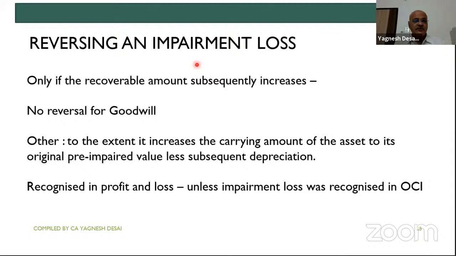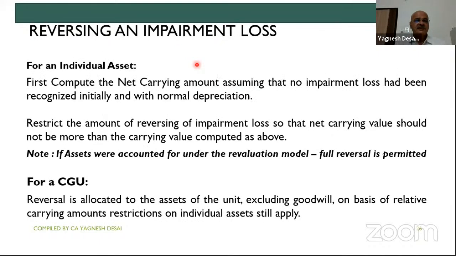I'll come back to you. For reversing for an individual asset, first compute the net carrying amount assuming no impairment. Yes, that's what we presume, sir: 10 lakhs minus 1 lakh, 1 lakh, 1 lakh. Correct, as illustrated. Restrict the amount of reversing impairment loss so that the net carrying amount should not be more than the carrying value so computed above.